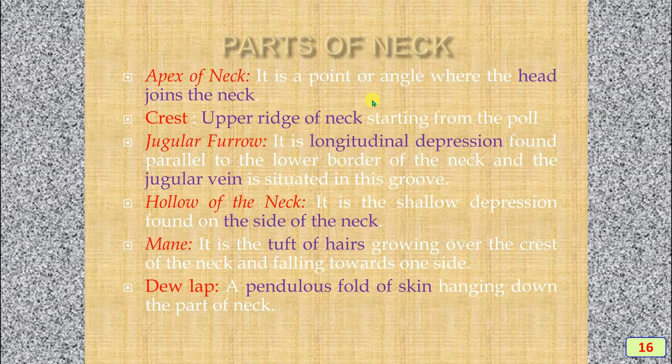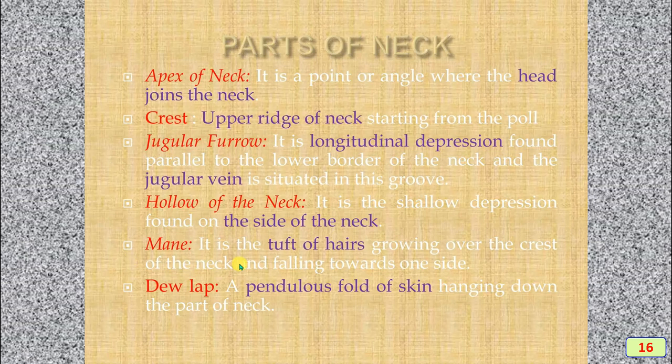The parts of the neck are: the apex of the neck, the point or angle where the head joins the neck; the crest, the upper ridge of the neck starting from the poll; and the jugular furrow, a longitudinal depression found parallel to the lower border of the neck. The jugular vein is situated in the jugular furrow or groove.